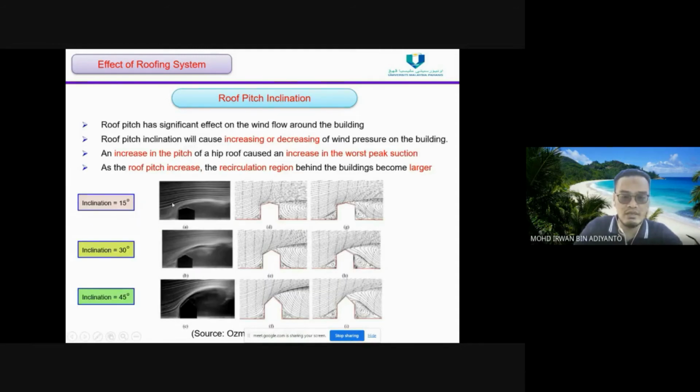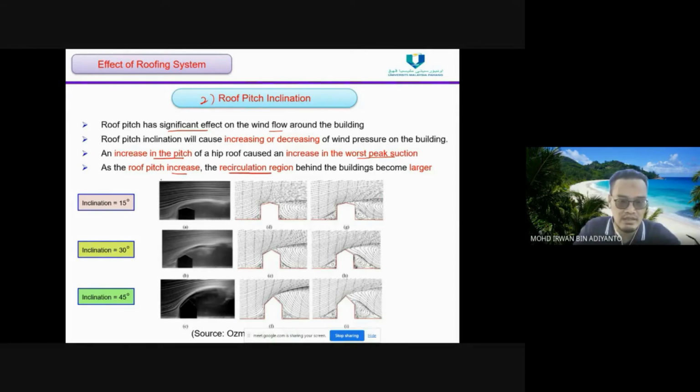And the second one is the effect of roof pitch inclination. It has a significant effect on the wind flow around the building, where roof pitch inclination will cause increasing or decreasing wind pressure on the building. An increase in the pitch of a hip roof causes an increase in the roof suction. As the roof pitch increases, the recirculation regions behind the buildings become larger.